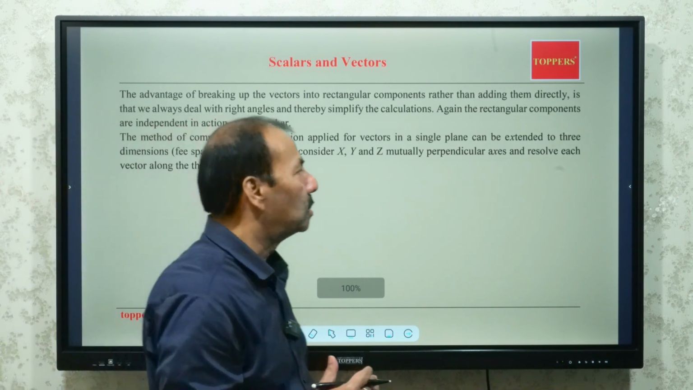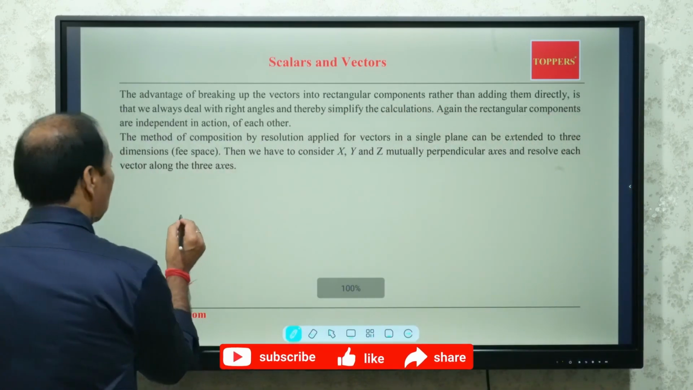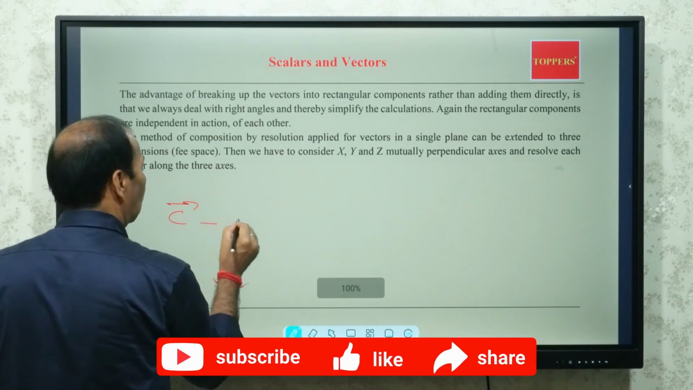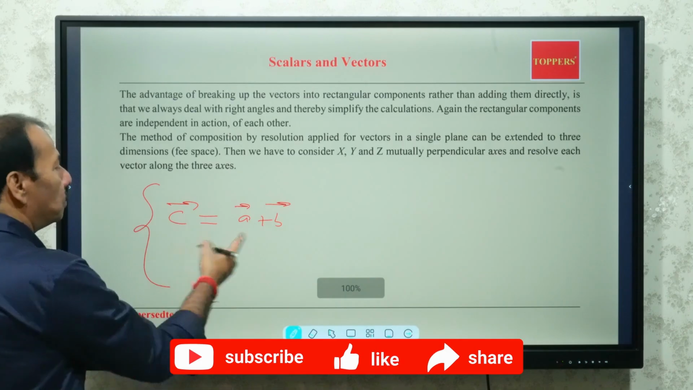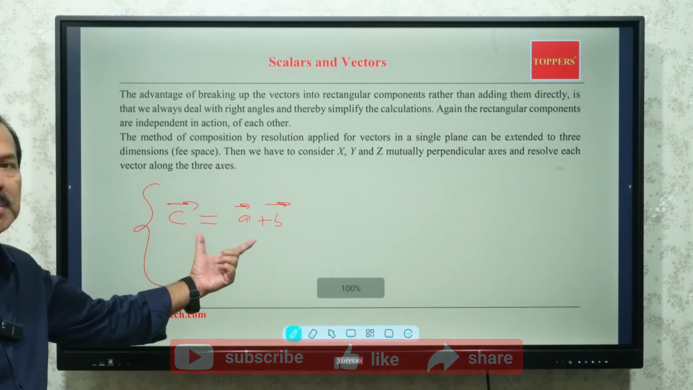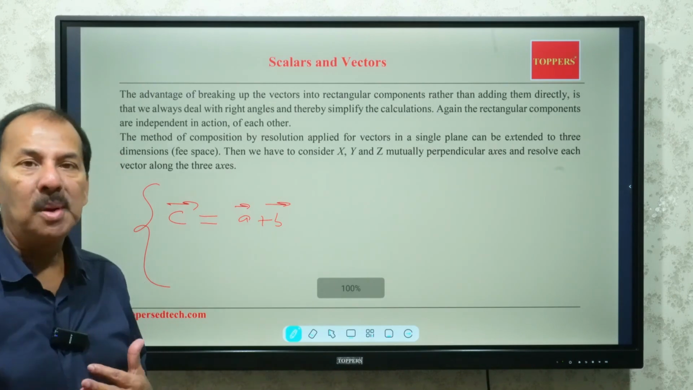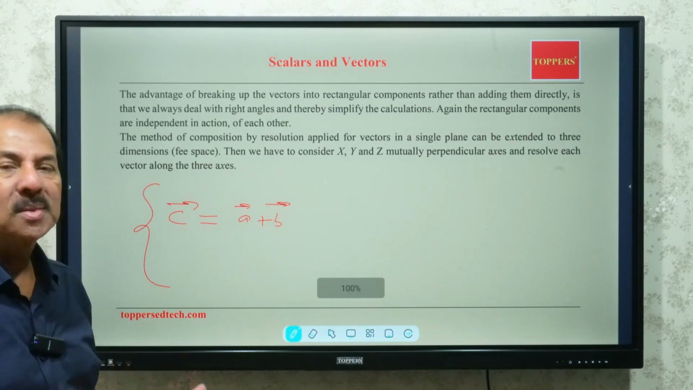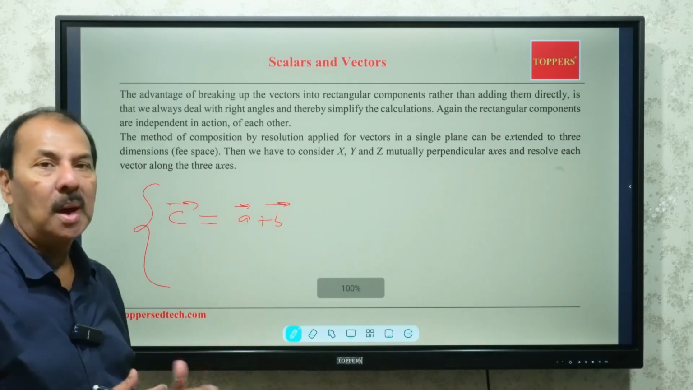What is the advantage of resolving a vector? Because when you consider vector addition, when we want to calculate the resultant, let us say vector C is equal to vector A plus vector B, other than this symbolic representation, we cannot have the vector addition. So what to do? Find the resolution, find components of the vectors along the x-axis, y-axis. If it is three-dimensional, then along the z-axis also. If it is two-dimensional, find components along x and y.